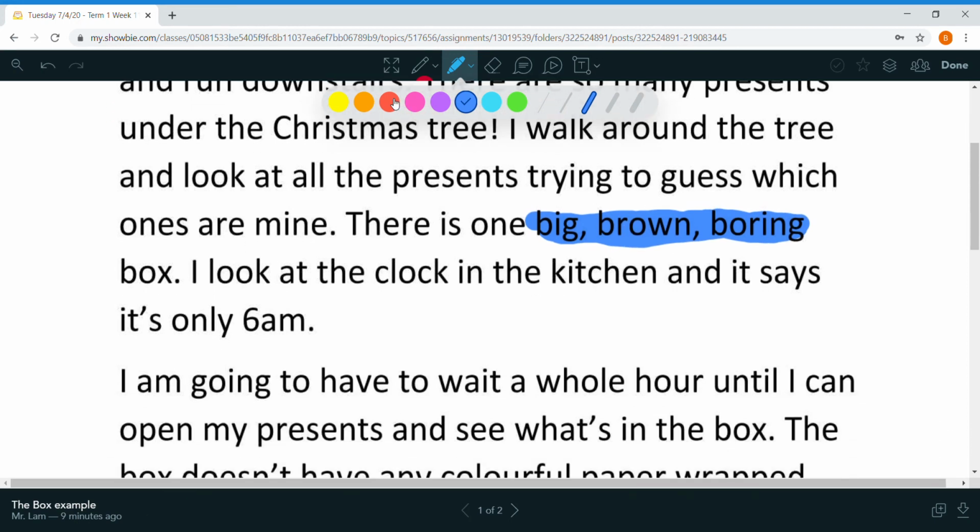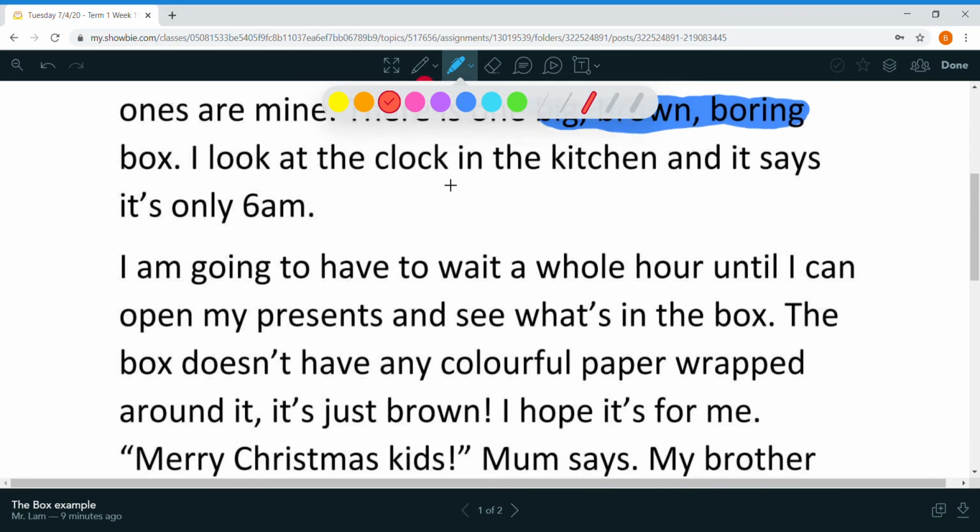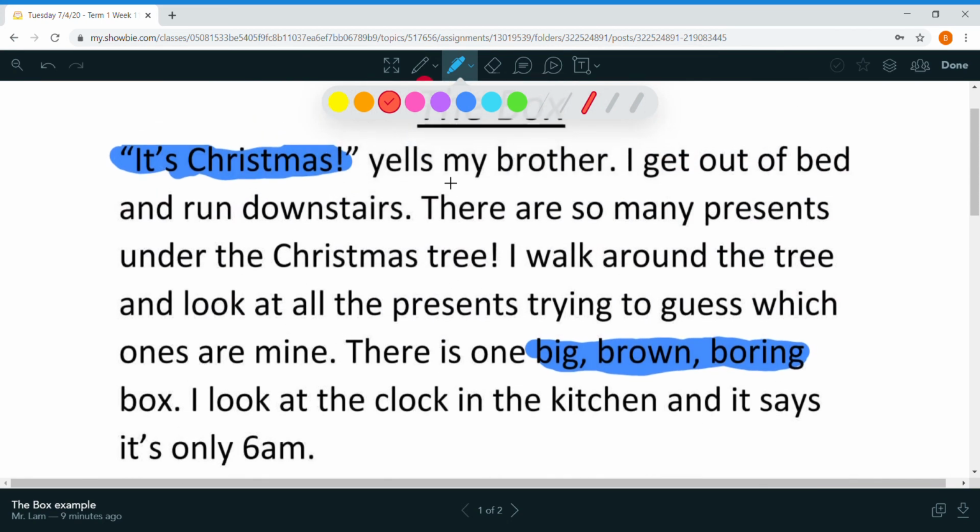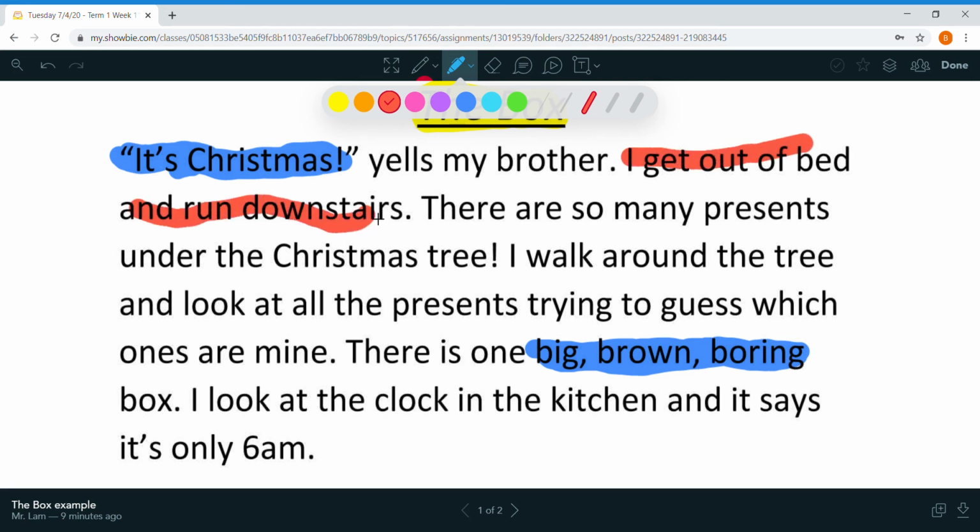Okay, so I'll use another highlighter. So what else have I done really well here? What do you think? Do you think I've put a lot of detail in my writing? A lot of different things that just want to make the reader read more. It really just tells a story, doesn't it? So I've put a lot of actions in there. I get out of bed and run downstairs. A lot of verbs. So when you give a lot of action words like verbs, it also makes your story a lot more interesting.